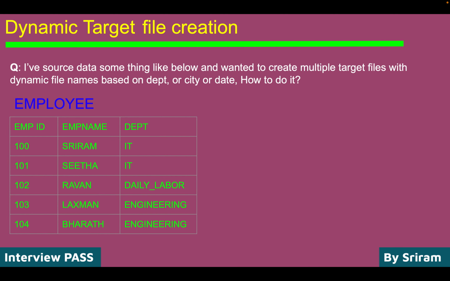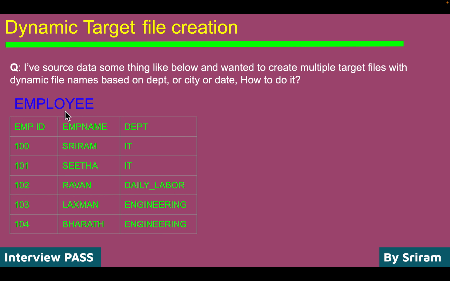I have source data, something like below, and wanted to create multiple target files based on the input file, and dynamic file names have to be generated. It may be based on department or city of the particular employee, or dates, today's date, or whenever you run, that date has to be there. So how do we do that? That is a very important question.